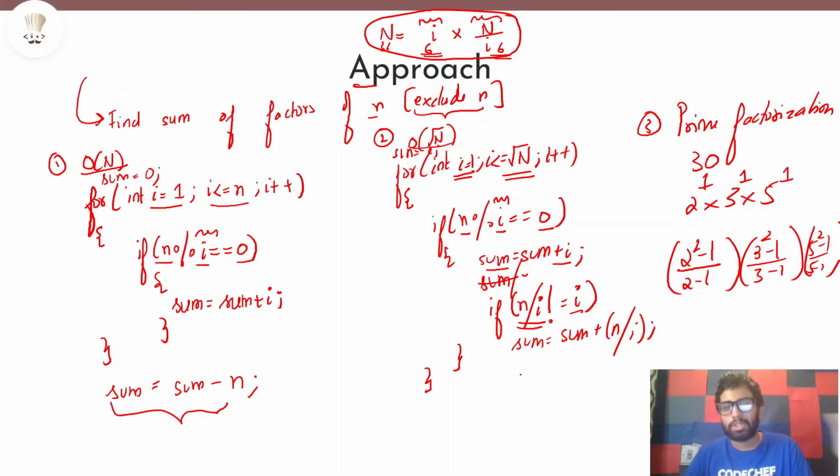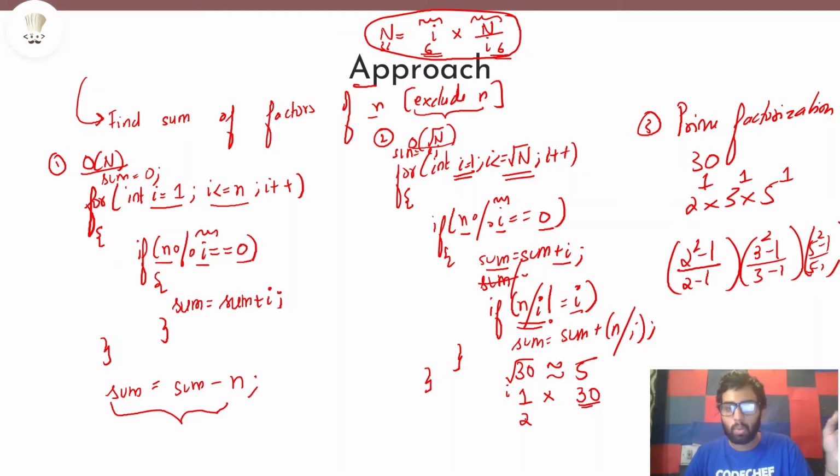Let's just dry run it for a small case like 30. Now root of 30 is approximately 5 because 5 square is 25 and 6 square is 36. So let's say that the integer version of the square root is 5. We run the loop from 1 till 5. So we check if 30 is divisible by 1. This is true. So this is a factor, and corresponding to 1, you get 30. So 30 is another factor and you'll add 30 to your sum.